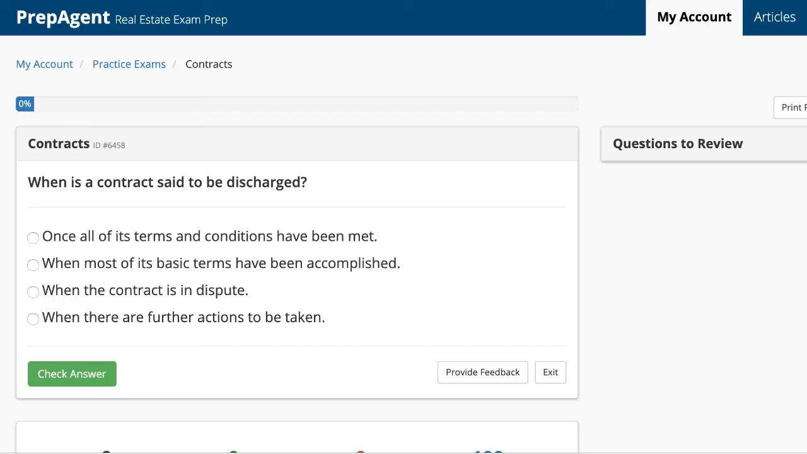Okay, good job, everybody. If a contract is lacking one of those 4 essentials, what does that do to the status of the contract? What do you guys think? It makes it void. Void.